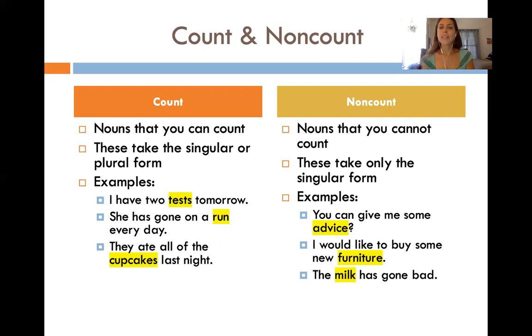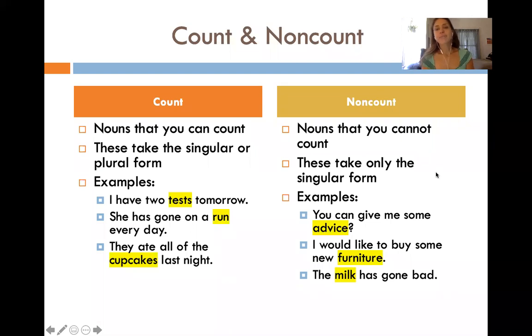Non-count nouns are nouns that you cannot count. These take only the singular form, as we've said. So some examples are: can you give me some advice? I would like to buy some new furniture. The milk has gone bad. So advice is non-count. You cannot count this. You cannot say that my husband gave me 3 advices. You'd have to say my husband gave me a piece of advice, or my husband gave me some advice.